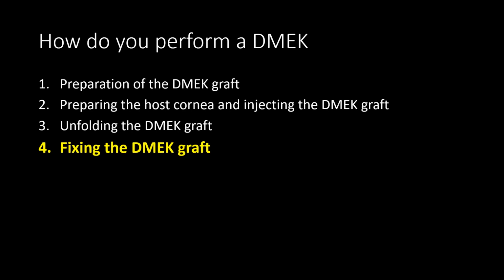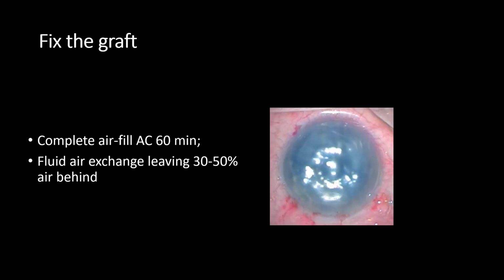Once the graft is unfolded, you're going to try and fix it in place. You fix the graft by filling the anterior chamber with air for a period of time. After an appropriate period of time, you can remove some air so that the patient doesn't go into pupil block. When the patient goes home, they are advised to posture for about 3 days.